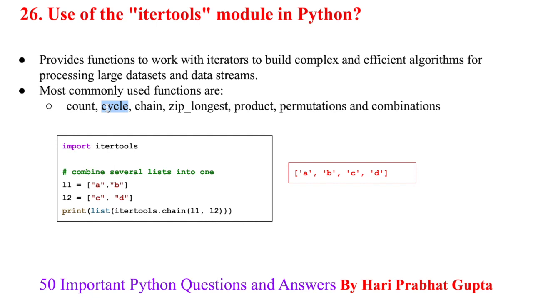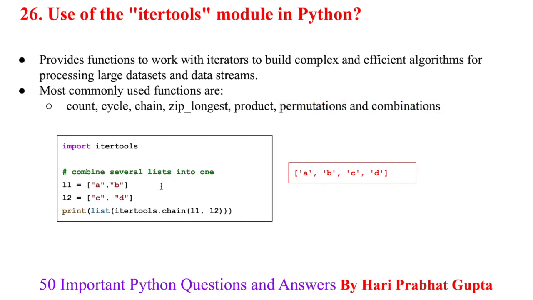So cycle through a sequence infinitely, and chain multiple sequences into a single sequence. Zip longest zips multiple sequences, filling in the missing values with a specific value. And product functions generate the canonical product of multiple sequences, and permutations generate all the possible permutations of a sequence. Similar to combinations, which generate all the possible combinations of a sequence.